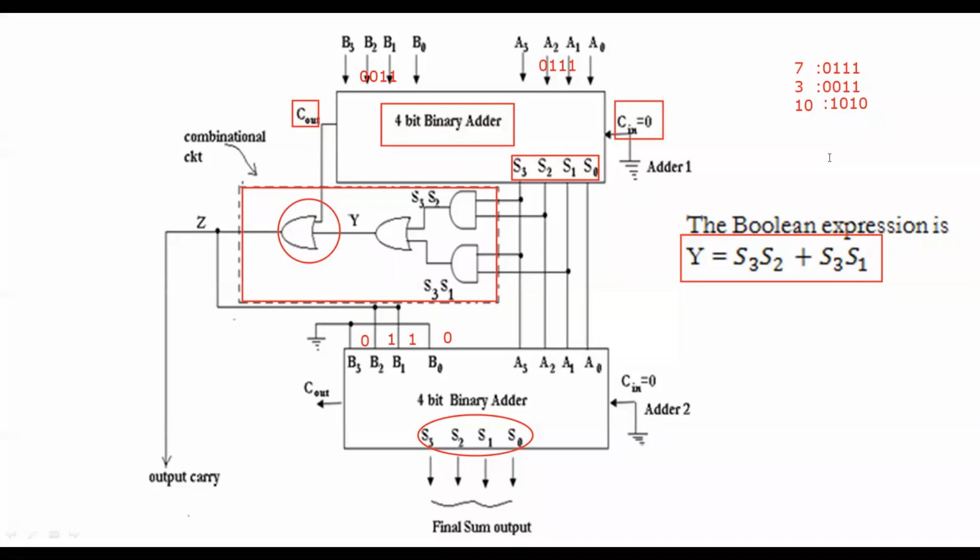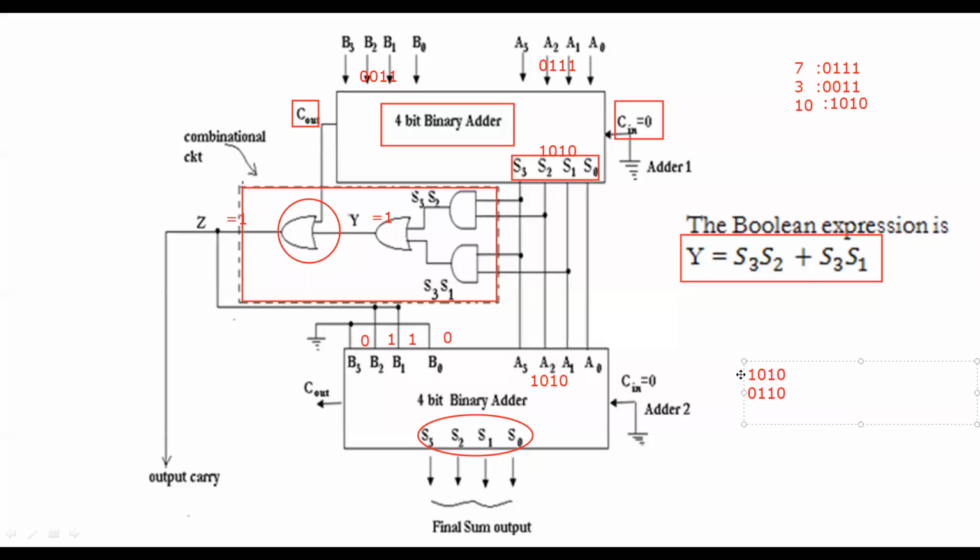Now, if we perform the addition normally, the sum value at this stage will be equal to 1, 0, 1, 0. There is no carry generated. Now, since the sum is greater than 9, this circuit will generate y equals 1 and this will reflect z equals 1. Therefore, 6 will be added to this condition. 1, 0, 1, 0 is added with 0, 1, 1, 0.